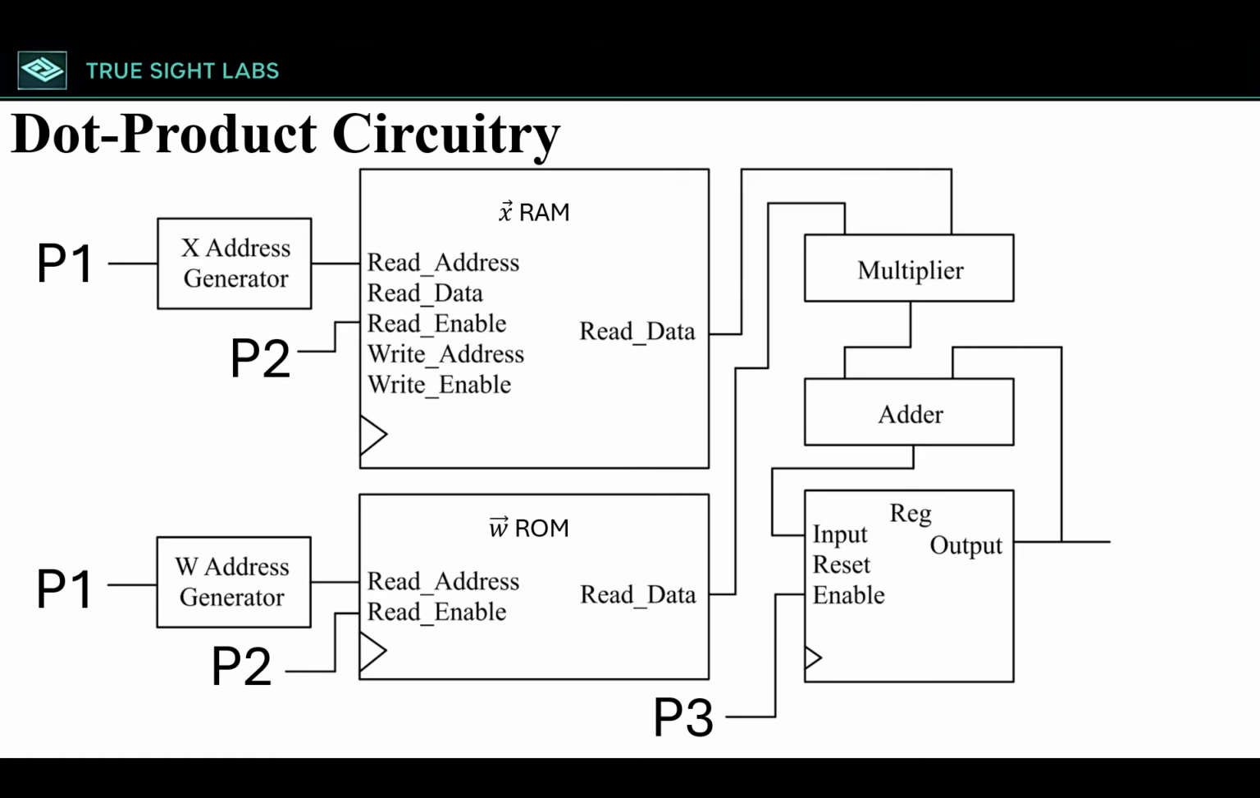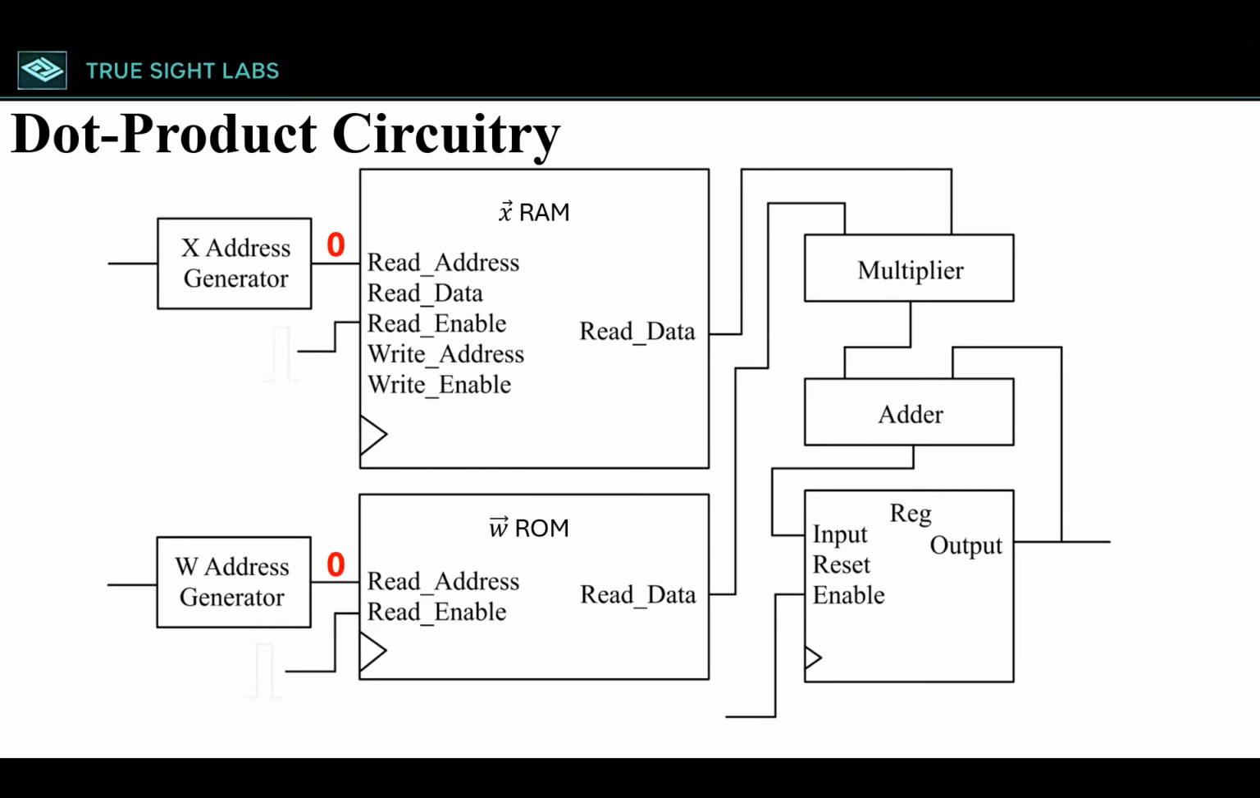Now let's walk through how the circuit works. This part of the circuit calculates the dot product between the W and X vectors. To run it, we repeat a simple 3-pulse sequence: P1, then P2, then P3. We keep repeating this until we finish the dot product. To make this easy to follow, I'm going to show you an animation of how it works. We start by pulsing P1, which sets both address generators to address 0.